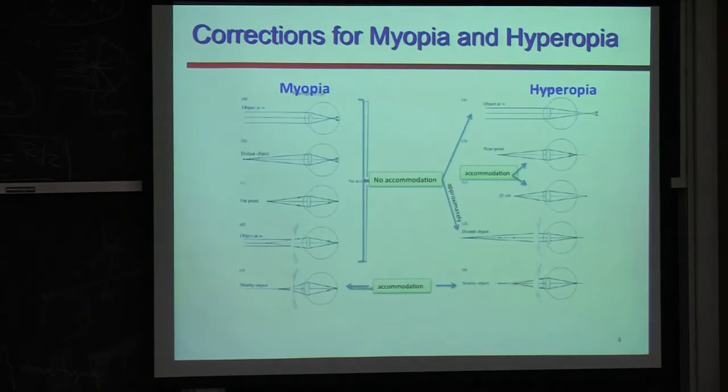Okay, so ready? Next slide. So here, let's try to now think a little more quantitatively. It's still qualitative, but start to get quantitative. And I'm going to show an example of how we correct your eyes, so what your eye doctor or prescriptionist would do to correct your lenses. So in myopia, here's the reference point.